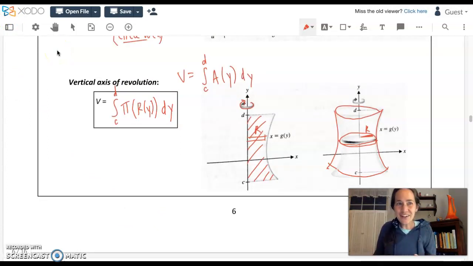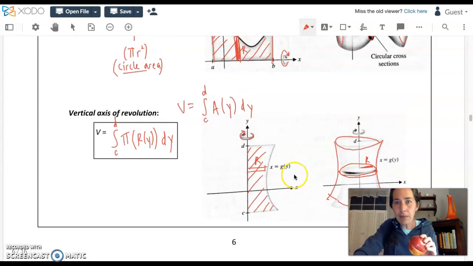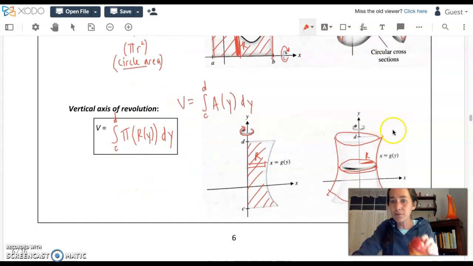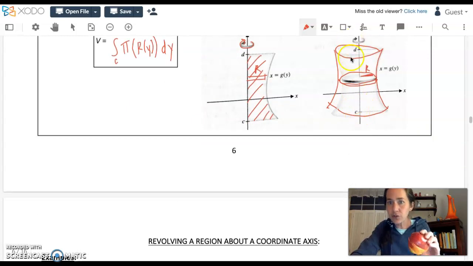Okay, I just ran and got a prop because I wanted to make sure I showed you this too before we leave page 6. I have an apple here, right? And you'll notice in the pictures I drew at the bottom of page 6, you only see one cross section in the middle of it, but I want you to picture a bunch of cross-sectional discs that are stacked up of different sizes. So a bunch of circular discs stacked up to create that whole entire shape.